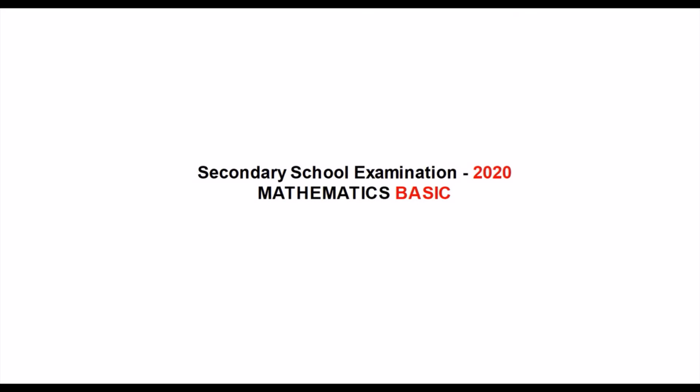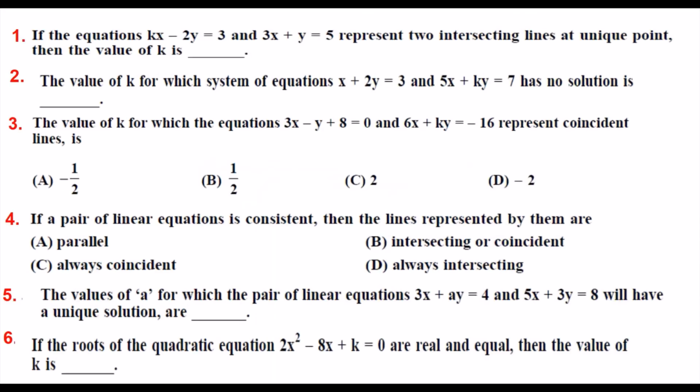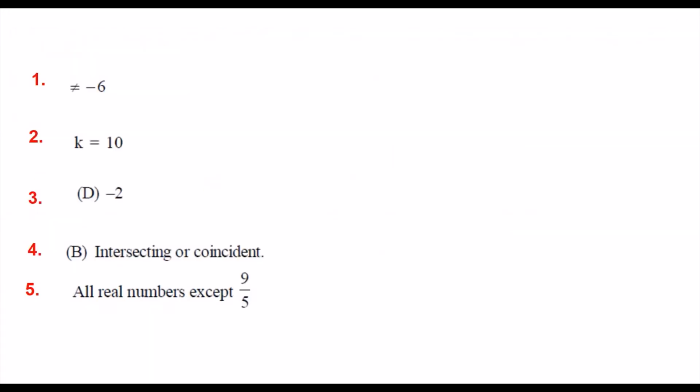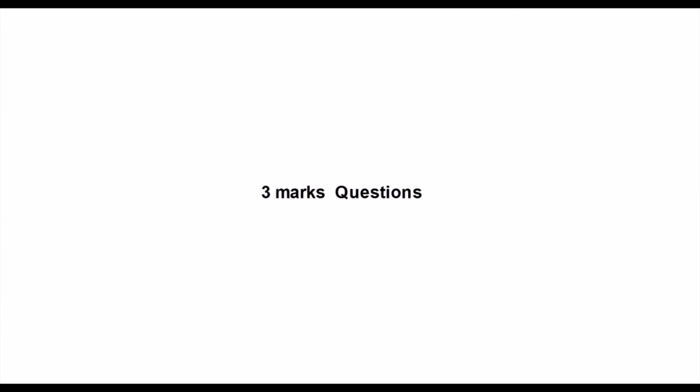First, let us look at the 1-mark questions. Here are the 1-mark questions. If a pair of linear equations is consistent, then the lines represented by them are? Consistent means the pair of linear equations have a solution, so it can be intersecting lines or coincident lines. So option B is correct: intersecting or coincident. For the rest, to find out the unknown coefficients, do verify your answers.